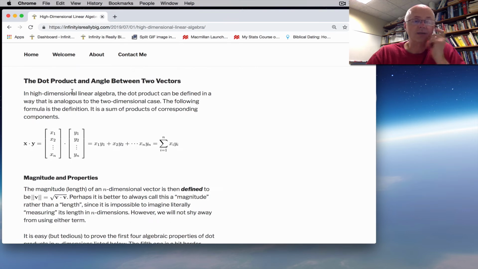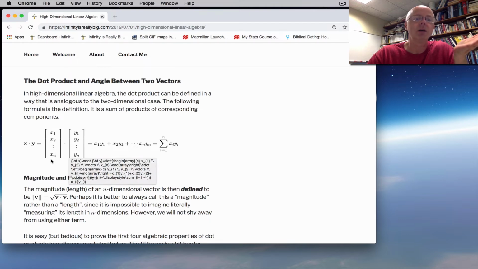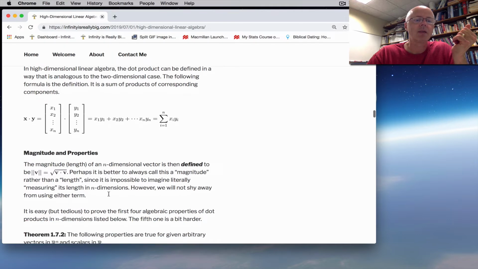We can still talk about dot product. X dot y is found to be a scalar that is the sum of the corresponding products of components. x1 times y1 plus x2 times y2, etc. The last thing that we add here is xn times yn, and I should have put an extra plus sign in there. And here I'm writing with sigma notation.